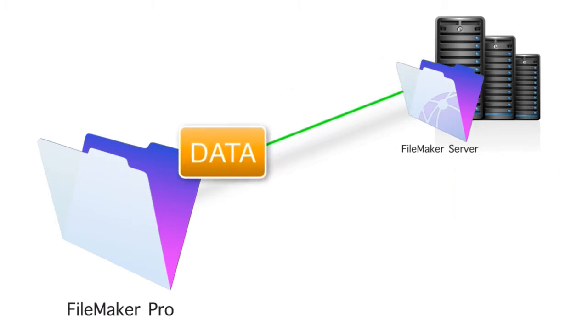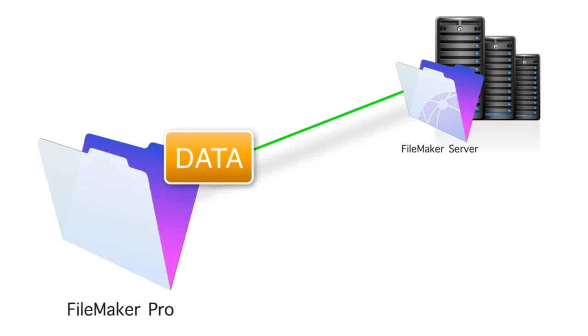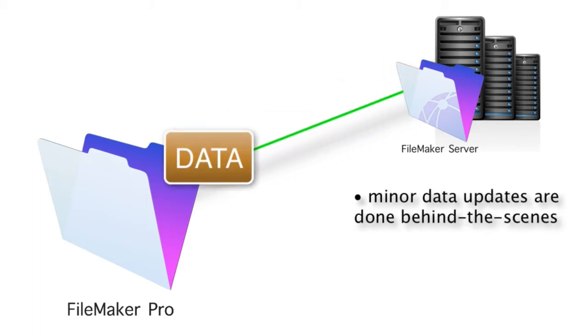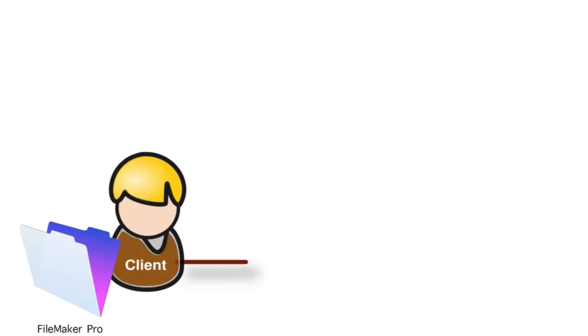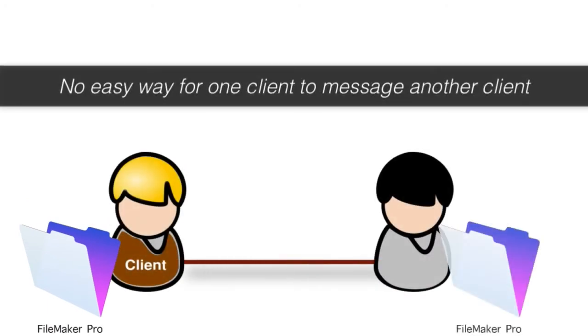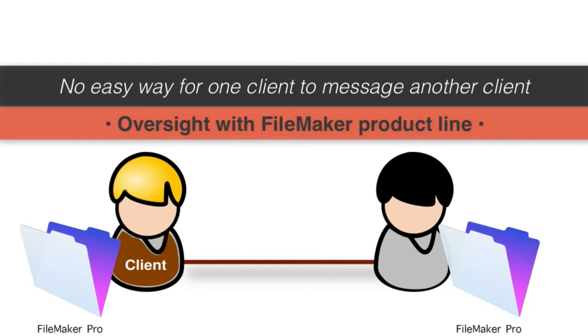And then FileMaker behind the scenes, if data's changed a little bit, FileMaker server will send you little bits of data downhill, but it's done very invisibly behind the scenes. It's not in your face at all. And of course, there's no easy way at all for one client to actively message another client, not without some really crazy plugins or hacks or other stuff like that. And of course, this is an oversight with the FileMaker product line, something that we hope that they correct at some point in the future.